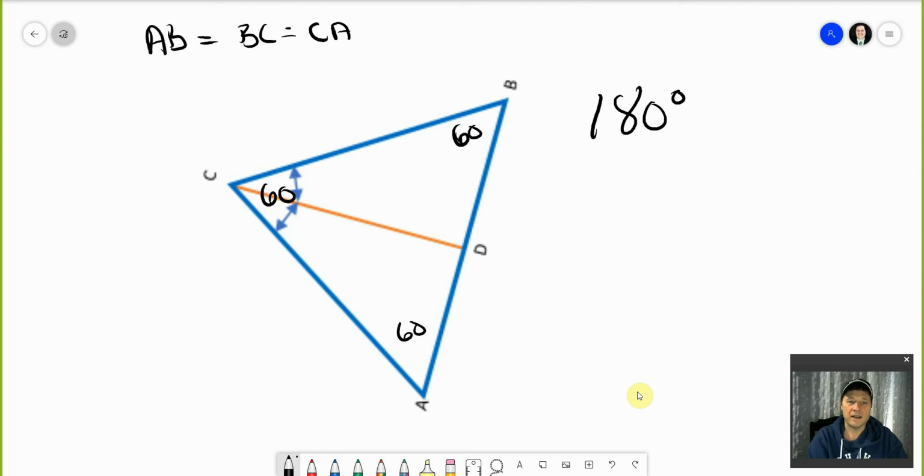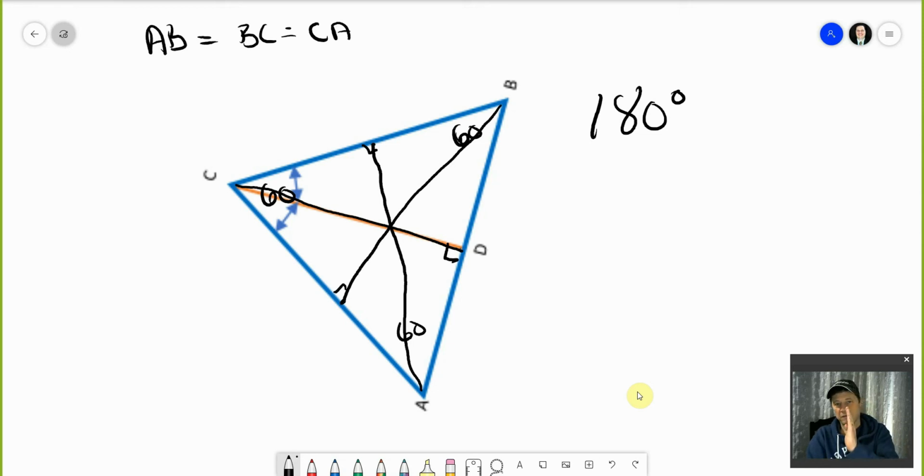So I could draw a line from here to here, or from here to here, or from here to here. 90 degrees, 90 degrees, 90 degrees, right? Whatever vertex I choose, if I draw a line from the vertex to the opposite side, perpendicular to it, then principle 8 applies. It says in an equilateral triangle, an altitude to any side bisects the side and the vertex angle.